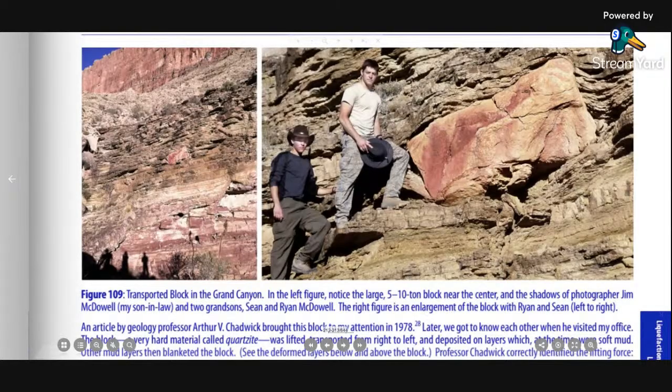In the left figure, notice the large 5 to 10 ton block near the center and the shadows of the photographer Jim McDowell, my son-in-law, and two grandsons, Sean and Ryan McDowell. The right figure is an enlargement of the block with Ryan and Sean, left to right.